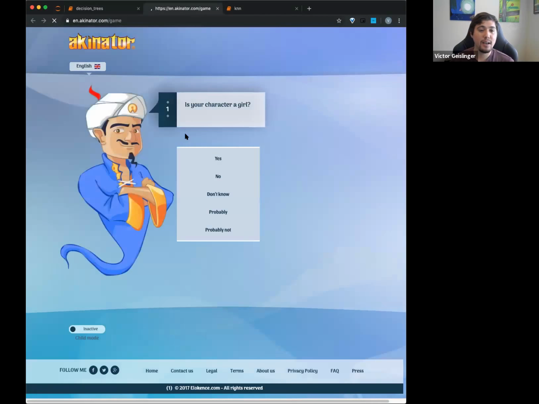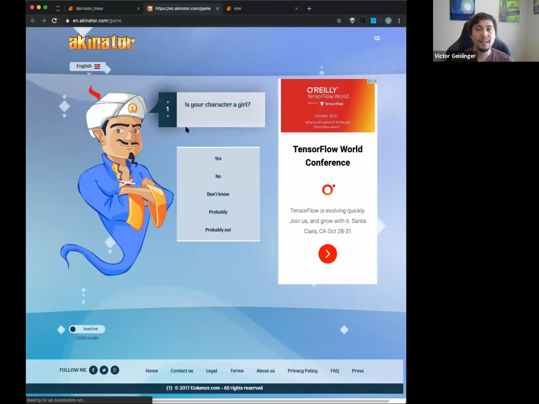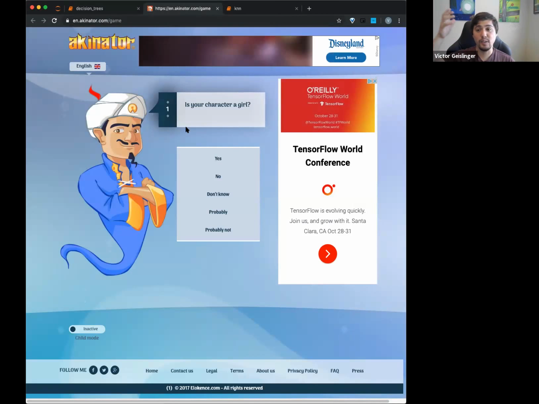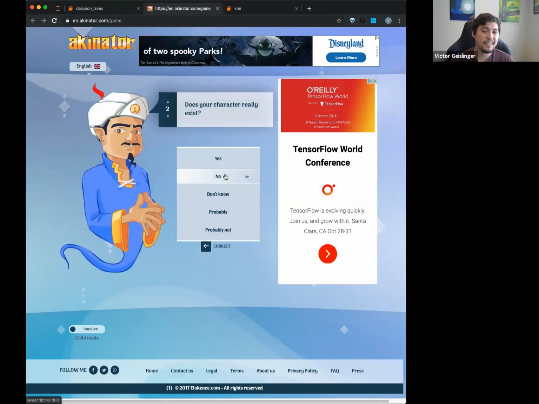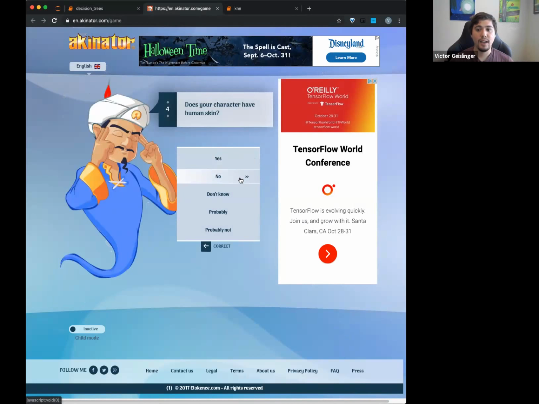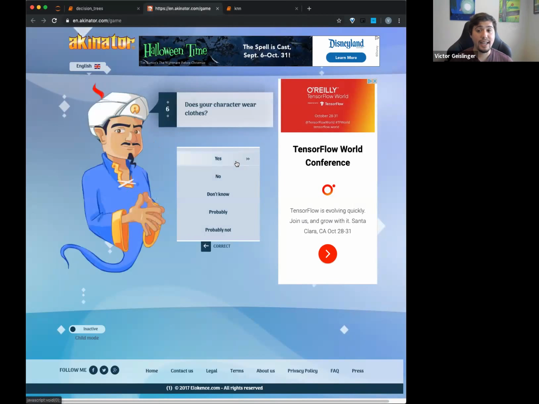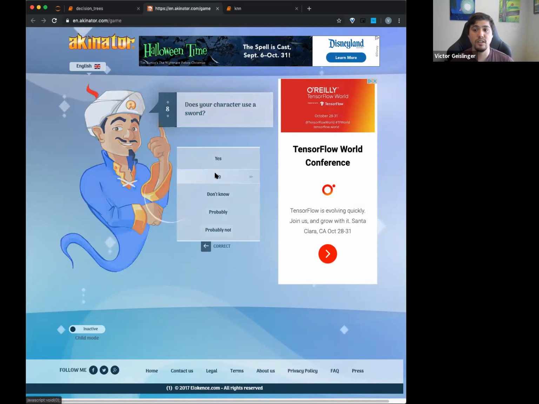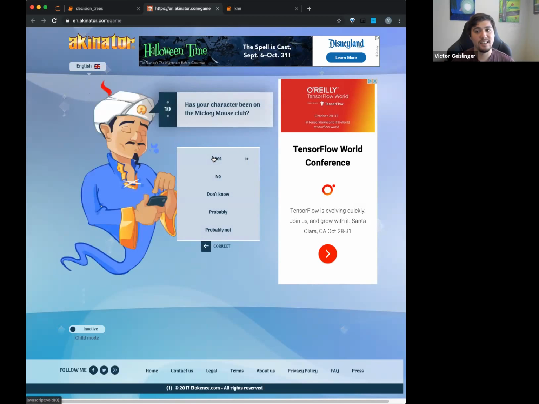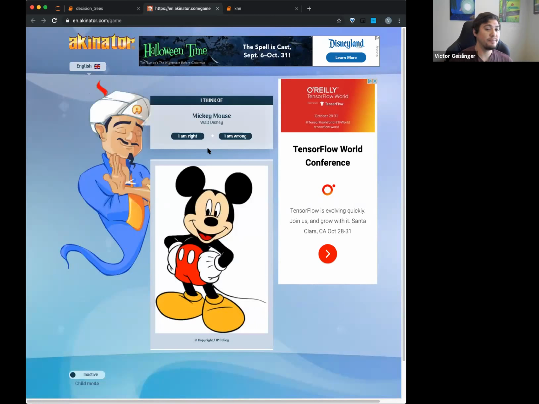You pick something in your head, like Mickey Mouse. Is your character a girl? No, it's not a girl. Does your character exist? Well, I guess no, Mickey Mouse doesn't exist. You keep going through and answering these questions. Does your character wear clothes? Yes. Has your character ever been created by Walt Disney Pictures? Yes. Does your character use a sword? No. Is your character a mouse? You can see Mickey Mouse Club. Yes. And then soon enough, it's able to figure that out.